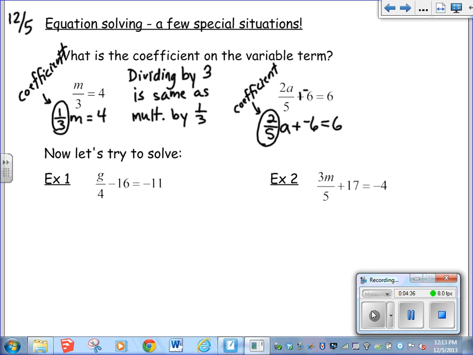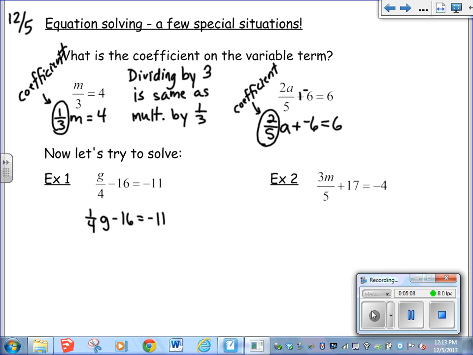Once we have that and get a little bit comfortable looking at these equations that are formatted a little differently, and we can recognize the coefficients, they become easy for students to solve usually. In example 1 here, we're going to solve these now. First question is, what's the coefficient of g? 1/4. So this equation can be written as 1/4 of g minus 16 equals negative 11.